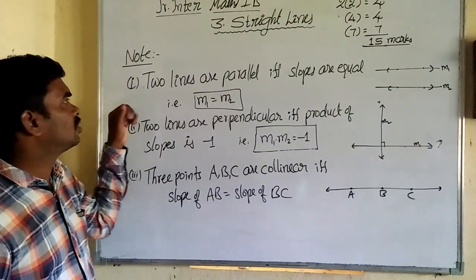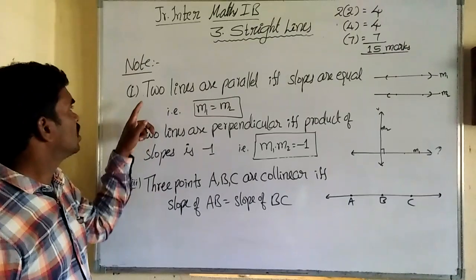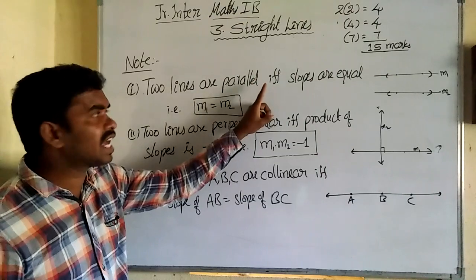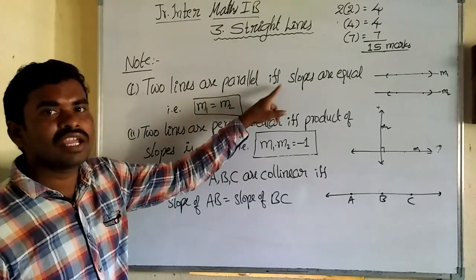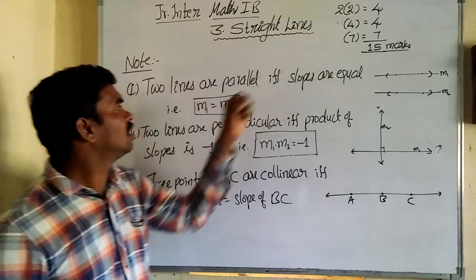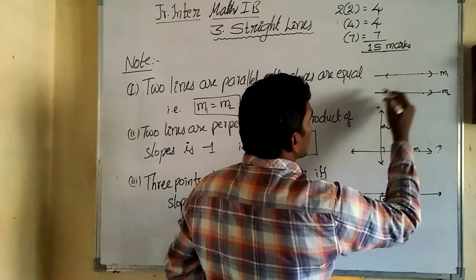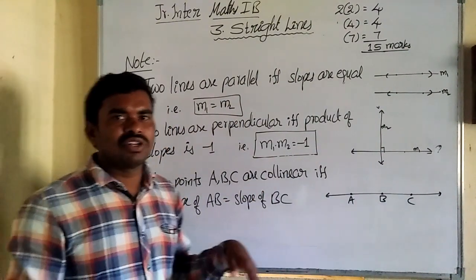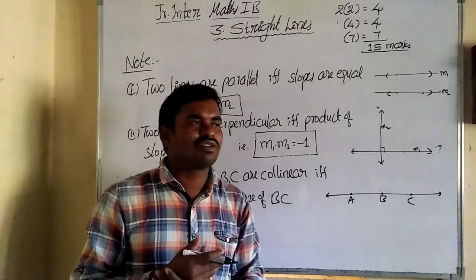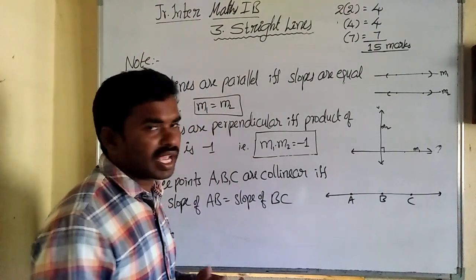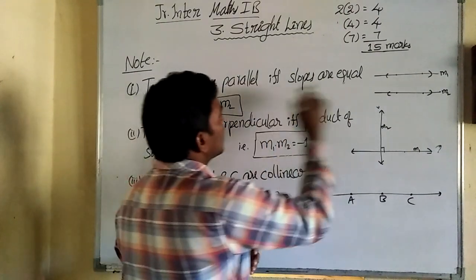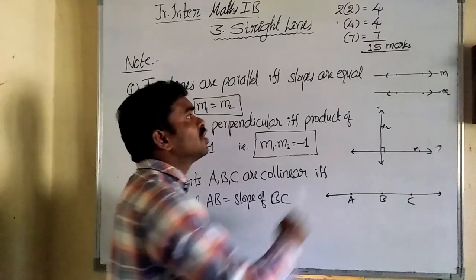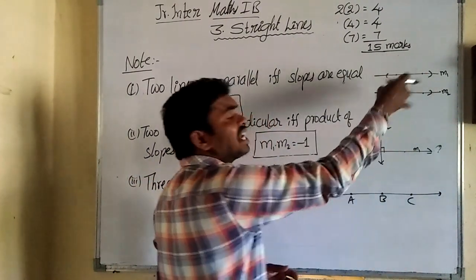Next, note, this is also important. First one: two lines are parallel if and only if, we should read as iff, if and only if, slopes are equal. Parallel means what? For example, a railway track. For example, two walls in a house, opposite walls. So like that we can give many examples. If two lines are parallel, then what about the slopes? Their slopes must be equal. Otherwise, if slopes are equal, then we can say that lines are parallel.